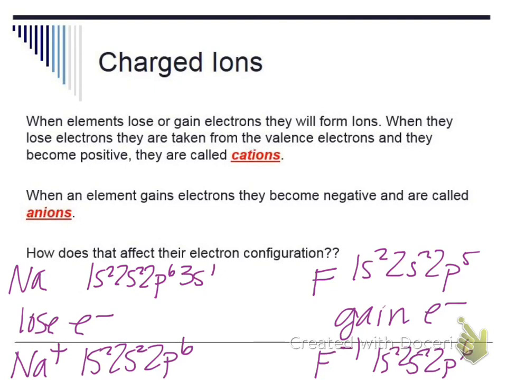Okay? These are things that are called, I'm not going to ask you to remember this, but they're called isoelectronic because they have the same electron configuration as each other. So all these three things, sodium ion, fluorine ion, and neon, would have an isoelectronic electron configuration. It just means they have the same electron configuration.